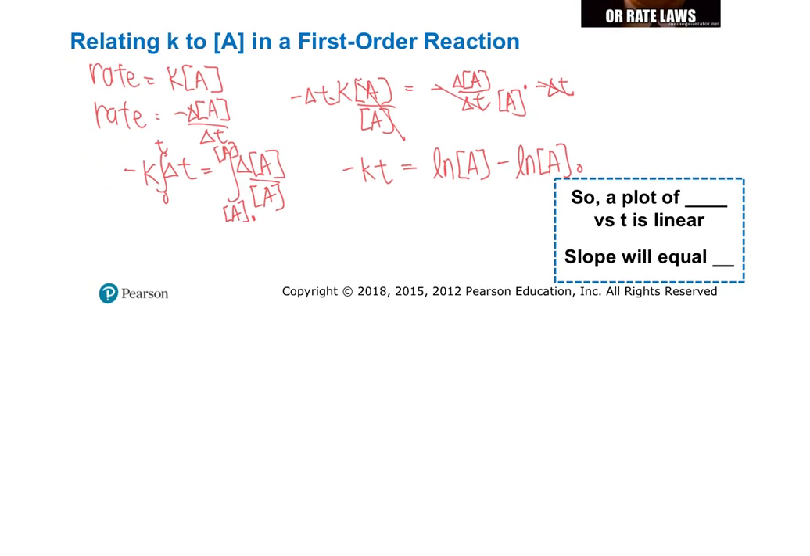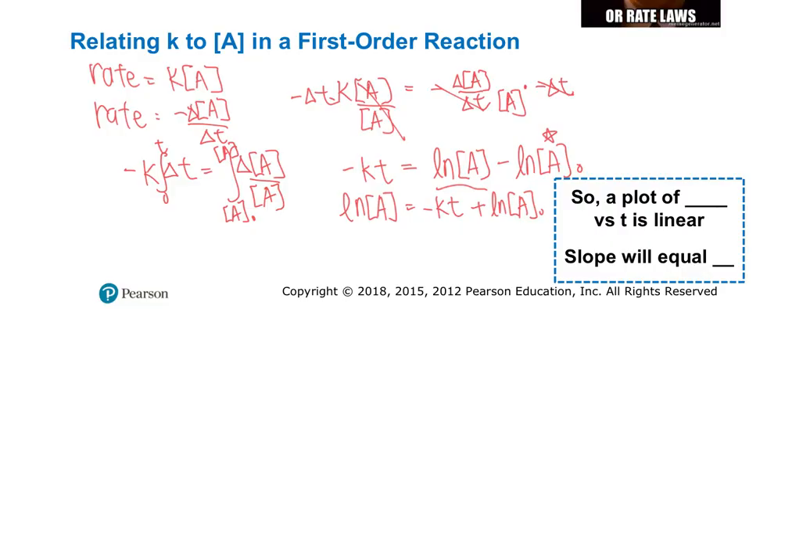So if we move everything with natural log of A, I'm going to keep this on its own side, and I'm going to move this guy over by adding natural log of the initial concentration. So ultimately the equation we get is the natural log of A equals negative kt plus the natural log of the initial concentration.